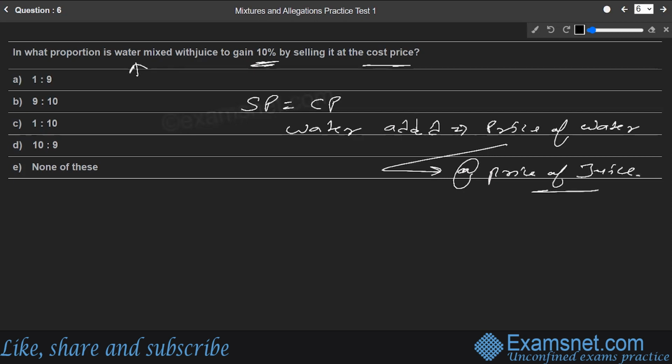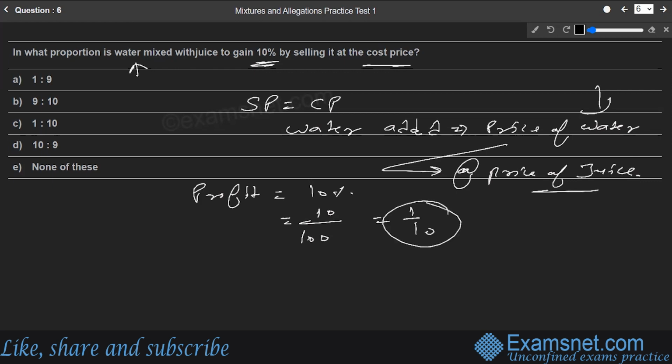Because the water you have mixed was free to you, and whatever quantity of water you have mixed inside it, that particular quantity you are selling at the cost of juice. So whatever that quantity is, that should be your profit percent only. What do we mean by that? See, profit percent, as they already say, is 10%. 10% can be written as 10 by 100, which is nothing but 1 by 10. So 1 by 10 is the profit. Whatever is the investment, 1/10 of that is the profit.